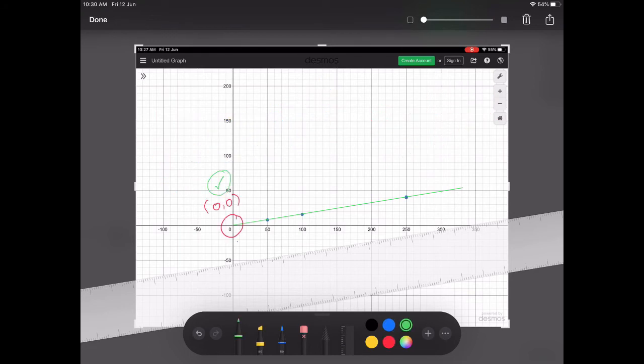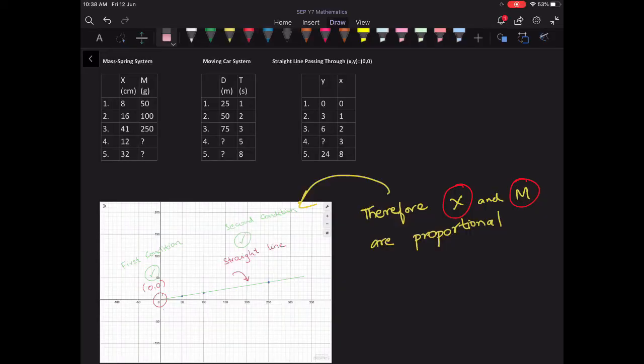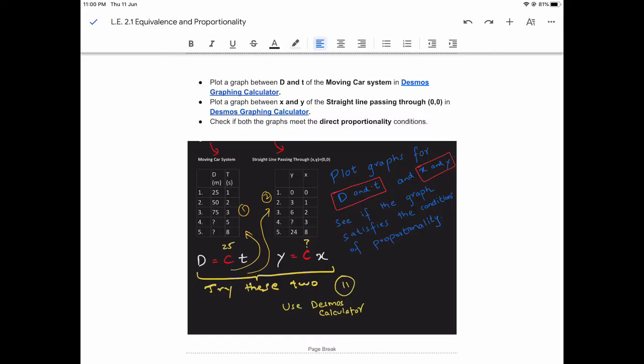The line passes through origin and satisfies the first condition of proportionality. And the line is a straight line as well, which is the second condition of proportionality. This means that extension and mass are proportional. Plot the graph using the data of moving car system and the straight line using Desmos as part of your learning engagement. Pause the video now.